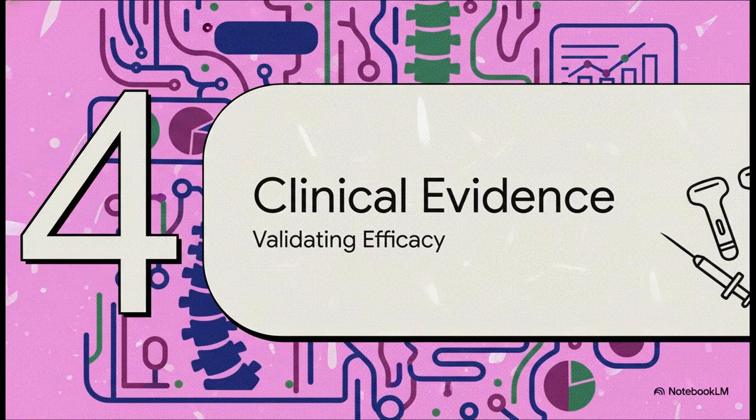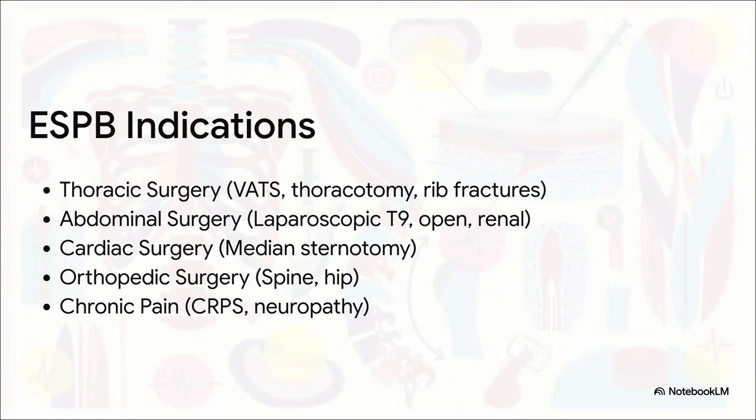Section 4. Clinical Evidence and Indications. Validating efficacy in the perioperative setting. As anesthesiologists, we're always looking for clinical utility, and the versatility of the ESP block is genuinely staggering. Looking at the indications, we see it covering massive territory. In thoracic surgery, it is a game changer for video-assisted thoracoscopic surgery, painful open thoracotomies, the Nuss procedure, and stabilizing patients with multiple rib fractures.